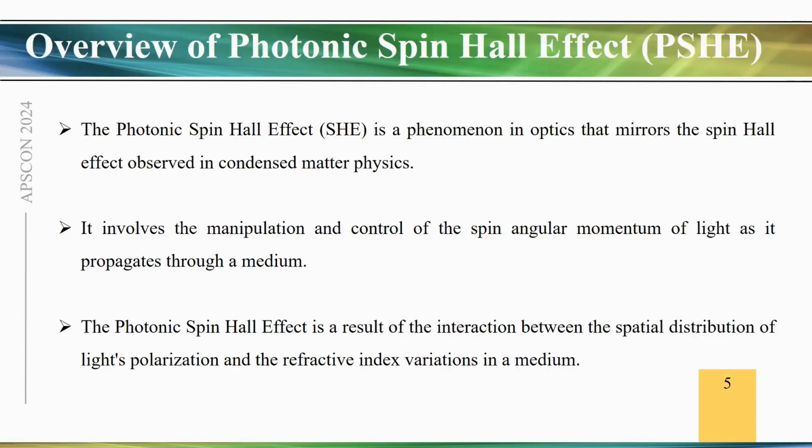Next is the photonic spin Hall effect. Basically, the photonic spin Hall effect is a phenomenon in optics that mirrors the spin Hall effect observed in condensed matter physics. It involves the manipulation and control of the spin angular momentum of light as it propagates through the medium. The photonic spin Hall effect is a result of the interaction between the spectral distribution of light polarization and refractive index variation in the medium.